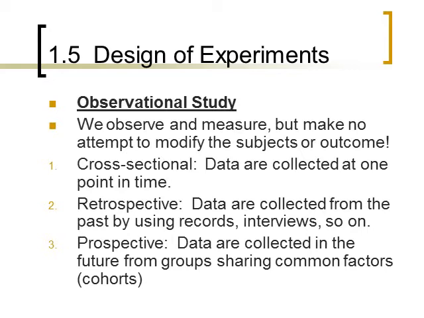So how do we get data from the future? Well, in a prospective observational study, what we do is we follow a group along into the future. So it could be a 10-year study or 5-year study. And these groups are generally called cohorts, and we collect data from them at certain points in time. So that's the difference between prospective, retrospective, and cross-sectional.